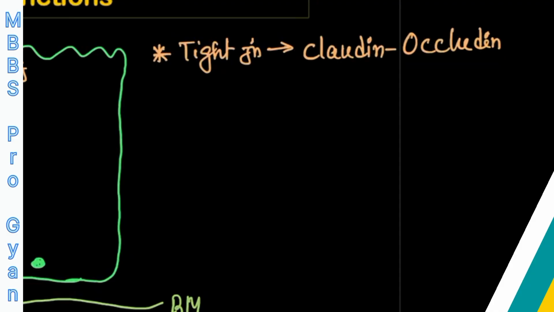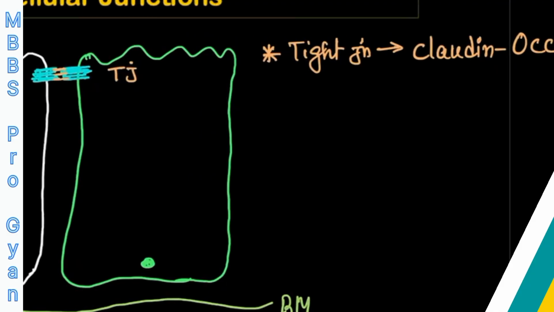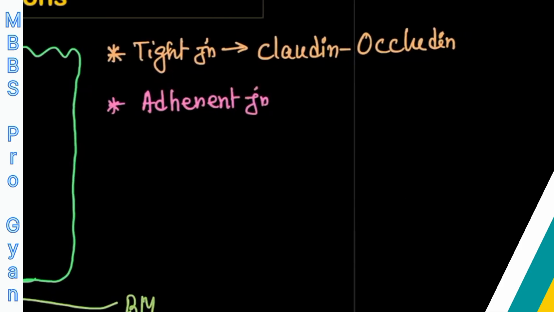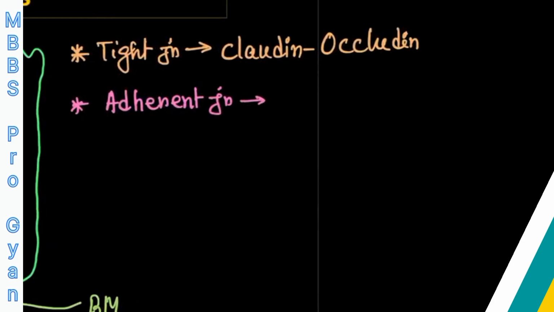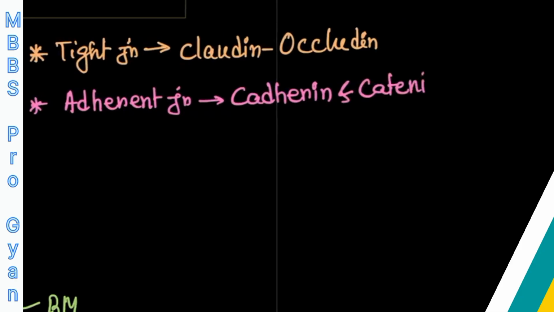tight junction, right? Just below this tight junction, there is another interaction. So certain protein from one cell is interacting with similar kind of protein from another cell and is making a junction. This is known as adherent junction. Adherent junction is again formed by protein molecules which are known as cadherin and catenin. Cadherin and catenin. Getting my point? So adherent junction is formed by two proteins I have to remember, cadherin and catenin.